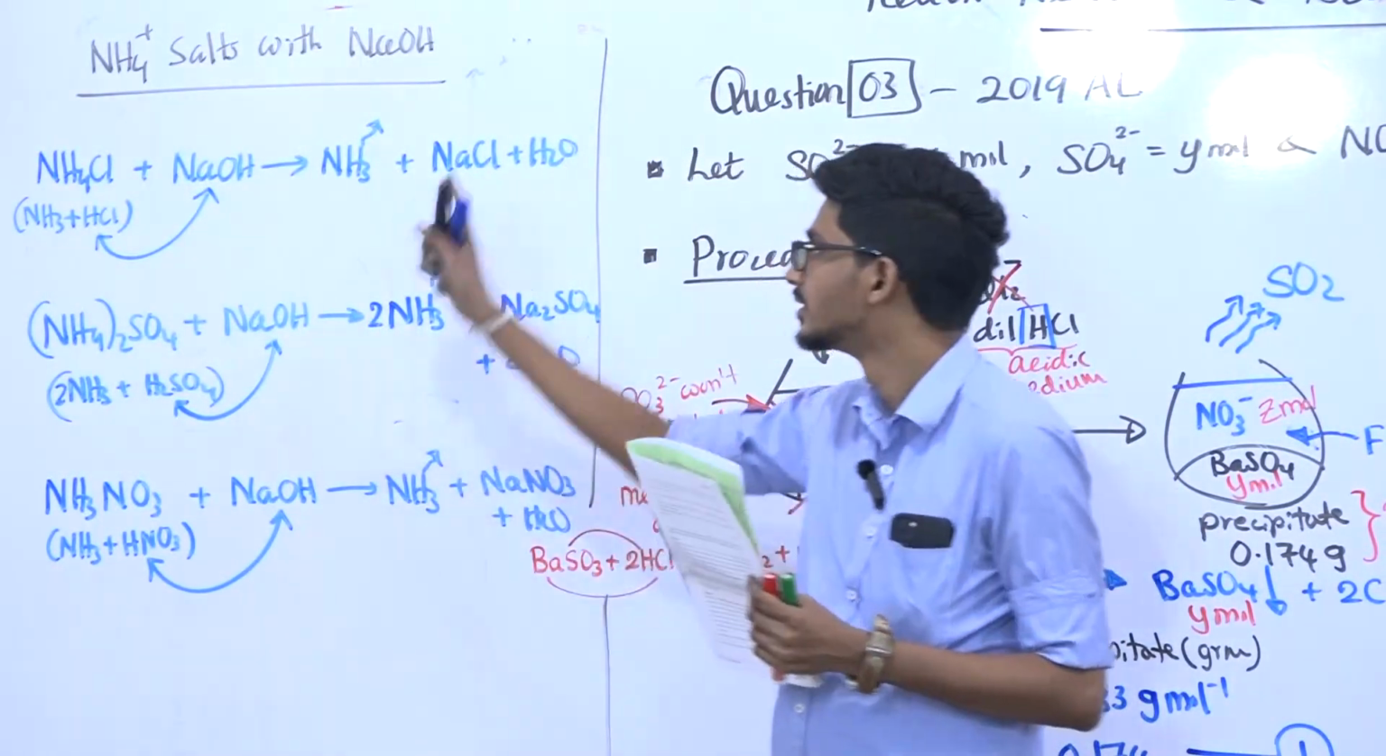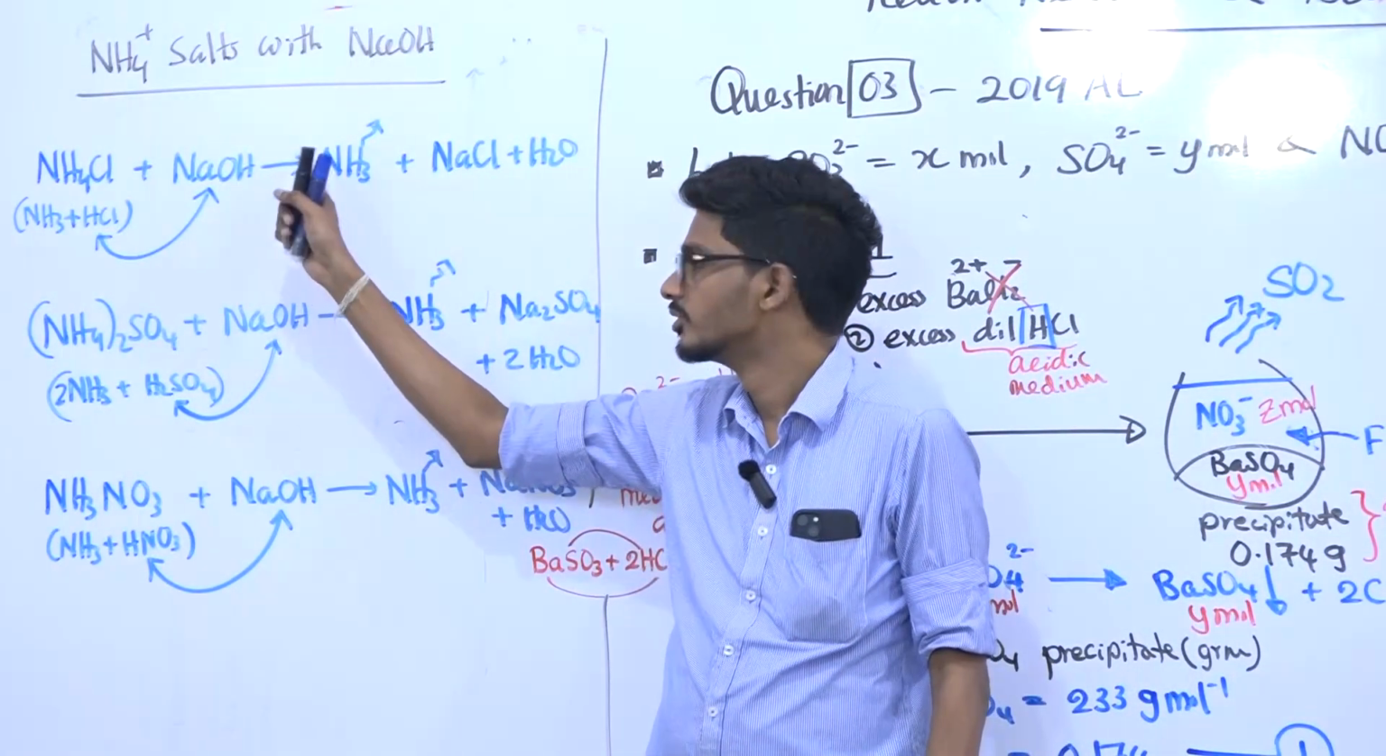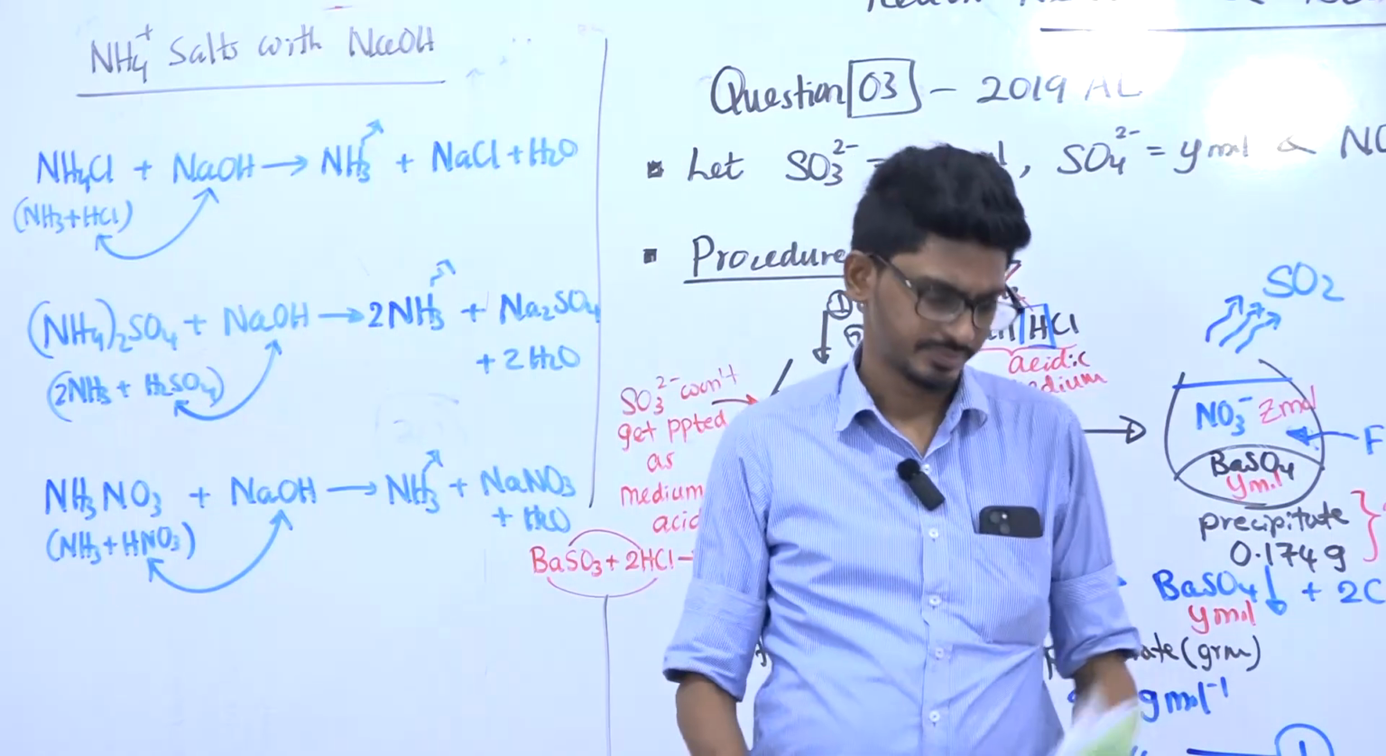පොඩ්ඩක් මේ note එක දාගන්න. Ammonium salts are acidic so that will react with strong bases to give you ammonia. Right?